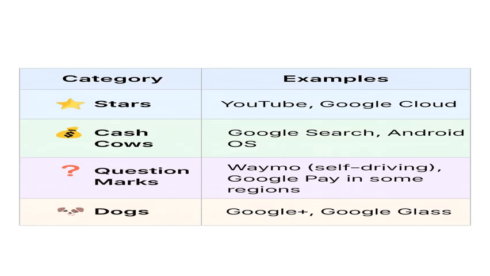And Google Search and Android operating software come under the category of cash cows, because these products have high market share but low market growth. Google Search is a web search engine operated by Google that allows users to find information on the internet by entering keywords or phrases.